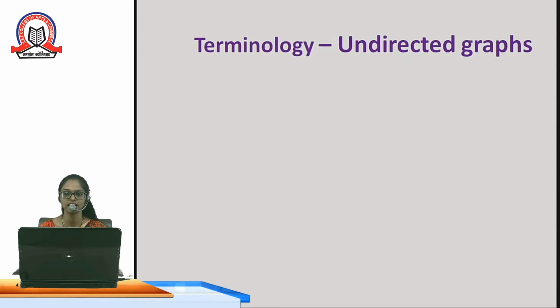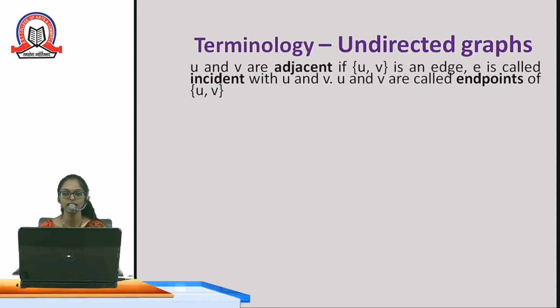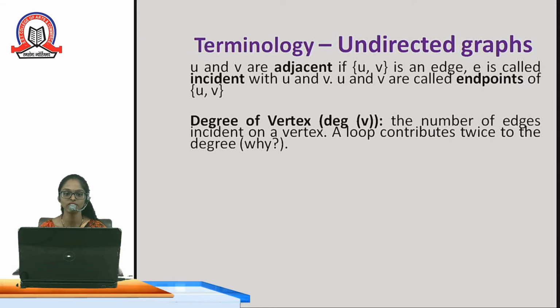Next one is undirected graph. In an undirected graph, u and v are adjacent. That is, you can write in curly braces {u, v} is an edge, where e is called incident with u and v. Then u and v are both the endpoints of the pair {u, v} because no direction is mentioned. Now how to find its degree for an undirected graph? Degree means count the number of edges.